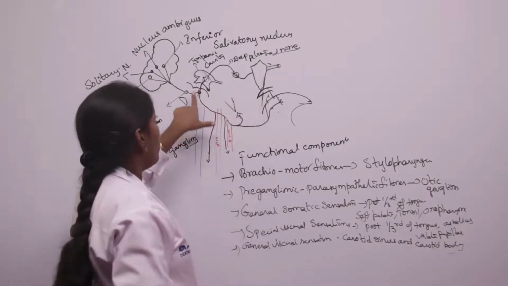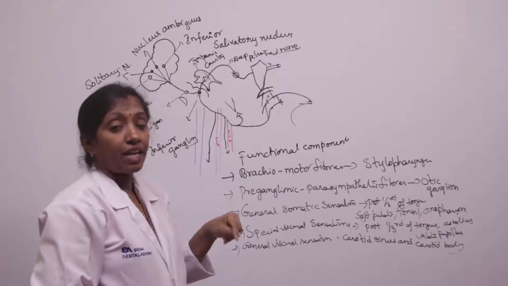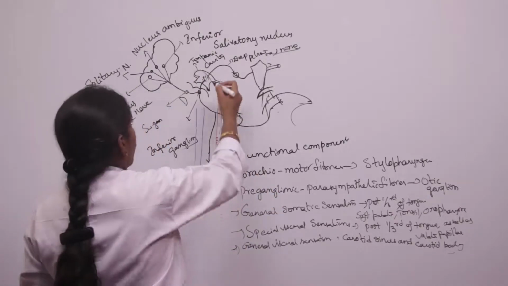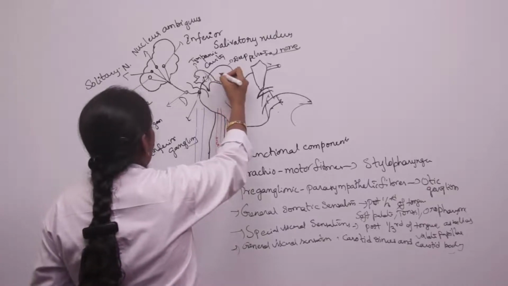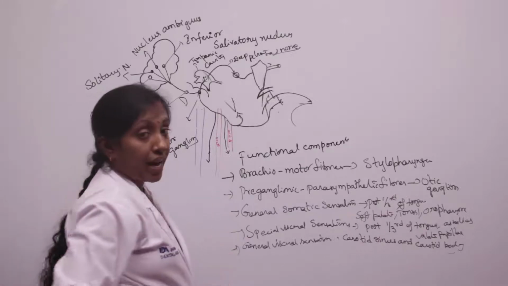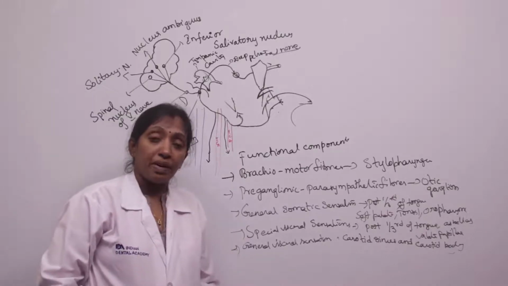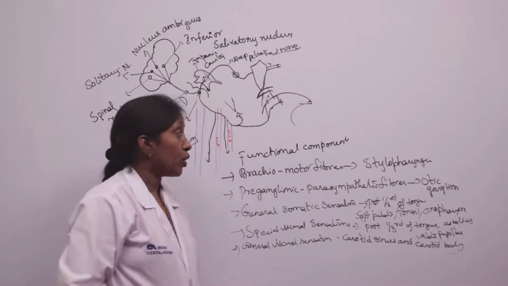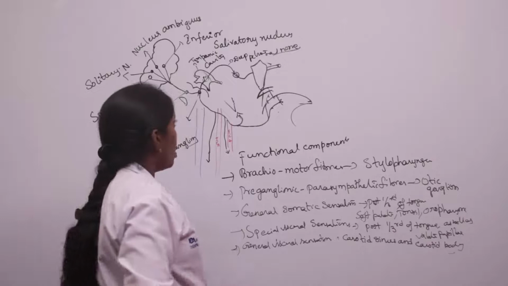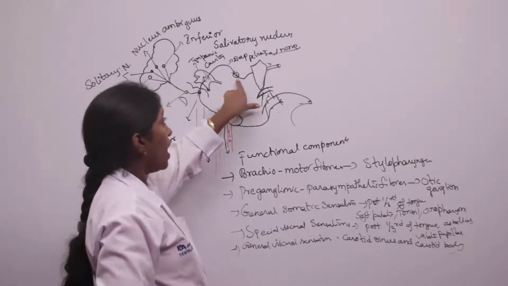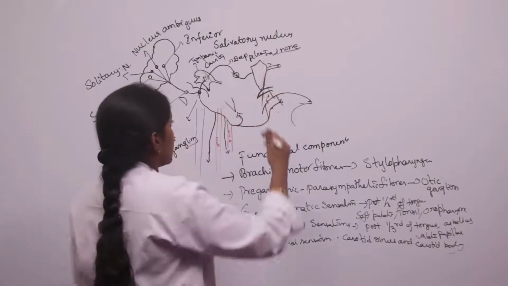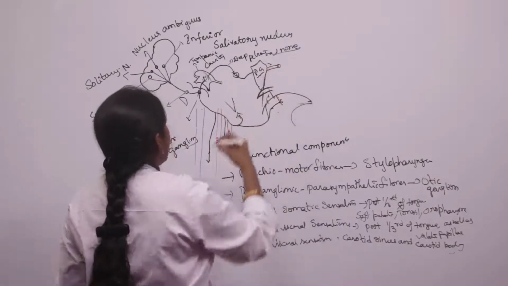And also from the tympanic plexus, a communicating branch arises, which communicates with the greater petrosal nerve, a branch of the facial nerve. Here the main branch from the tympanic plexus is the deep petrosal nerve, which relays in the otic ganglion, and through the auriculotemporal nerve, it supplies the parotid gland. This is the parotid gland. Okay, so that is the first branch.